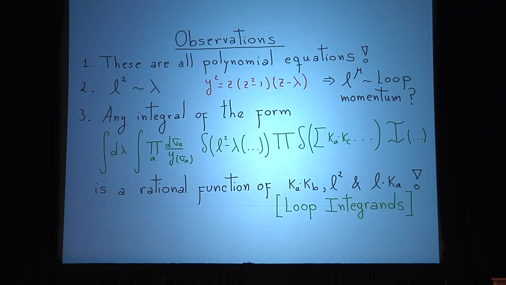So here are the observations. As I said, these are all polynomial equations. L squared is proportional to lambda. So could this L be the loop momentum of a loop amplitude? Now, any integral of the form, schematically given like this, would therefore be a rational function of these kinematic invariants, L squared and L dot k. Now the question is, can we construct loop integrands with this?